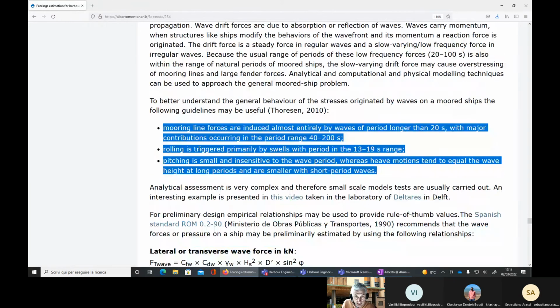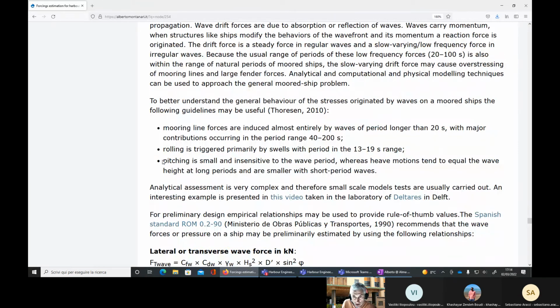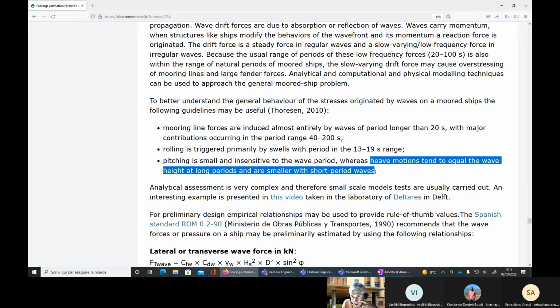So let's read again the third point. Pitching is small and insensitive to the wave period. So pitching is not really a matter of concern, while heave motions tend to equal the wave height at long periods. This is also intuitive. If you think of a wave with a long period, then by intuition you can get that heave can tend to be equivalent to the wave height, while it's smaller when short period waves occur.